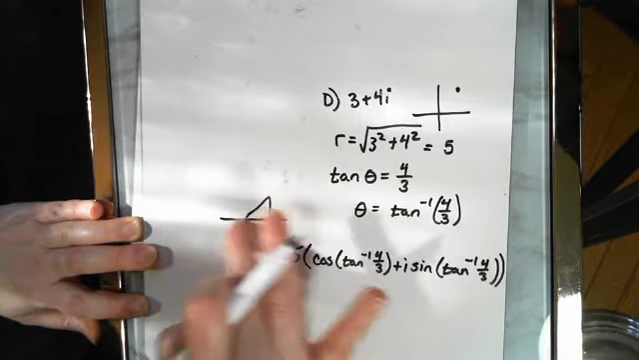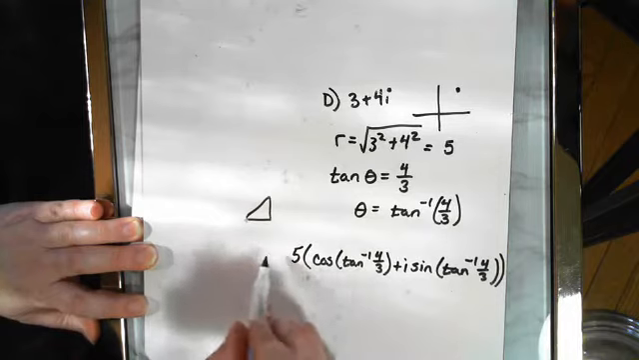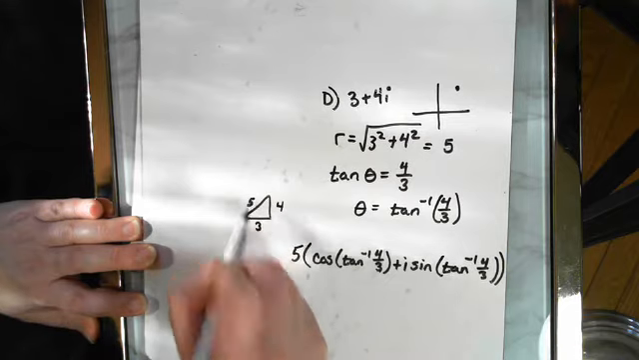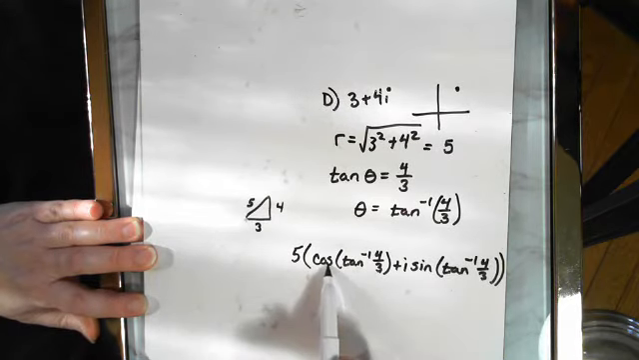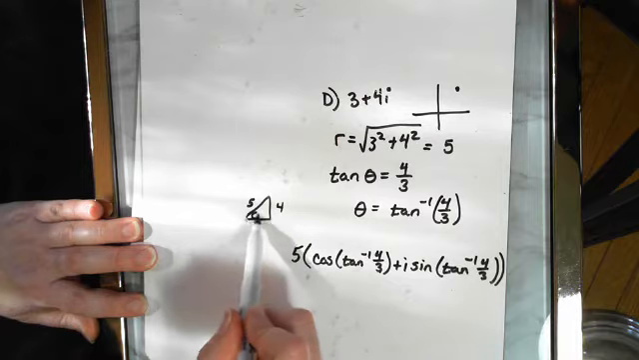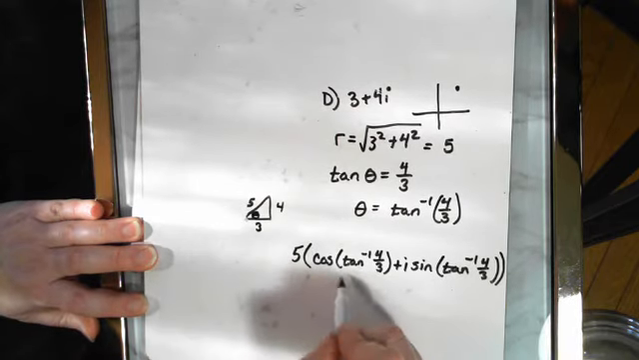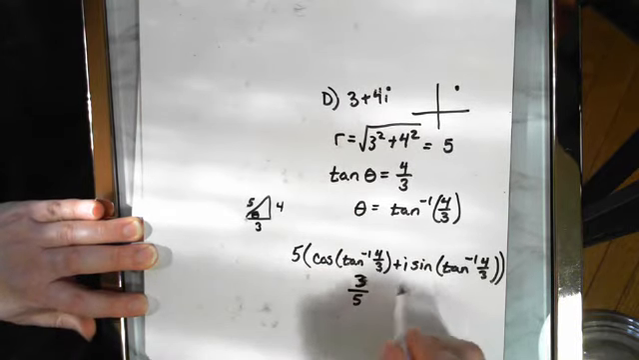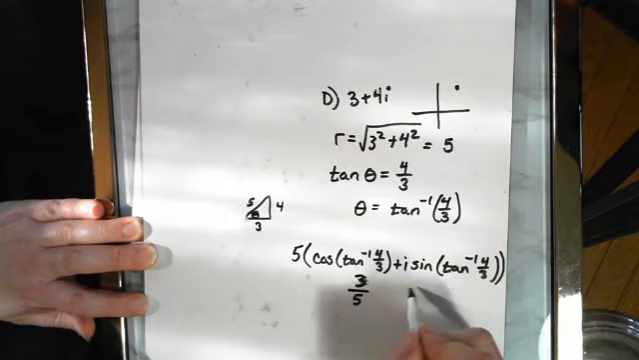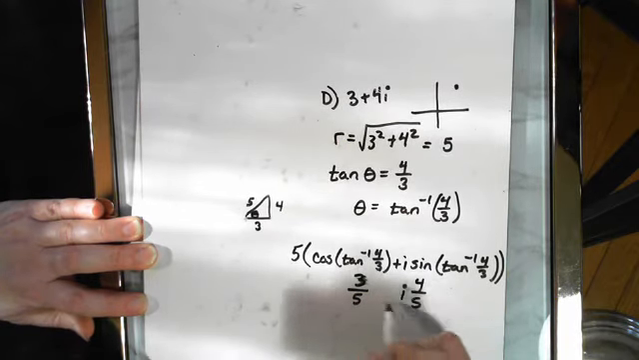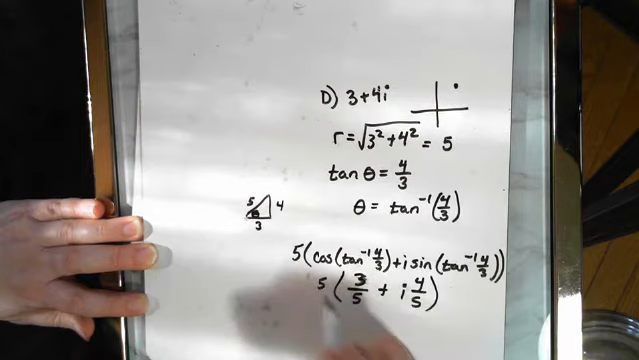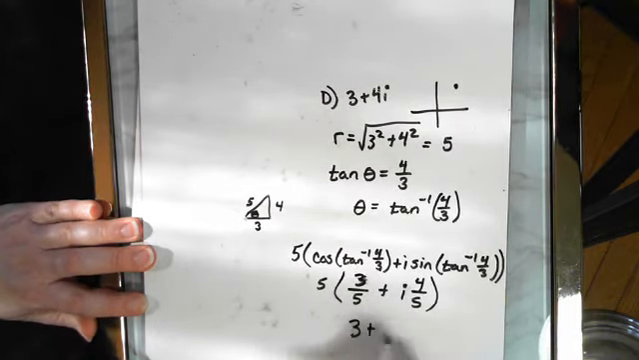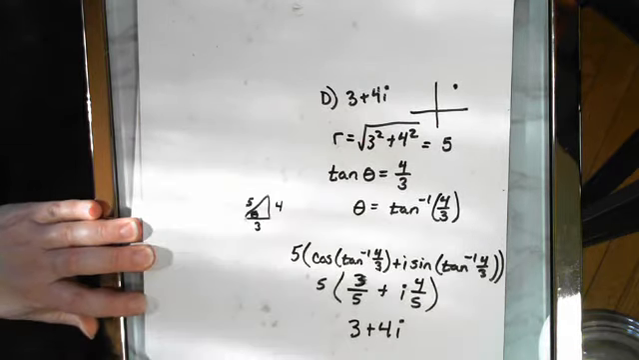Oops, didn't need the coordinate plane. With a side, tangent is opposite over adjacent, so 3, 4, 5. And the cosine for my theta would be adjacent over hypotenuse, so 3 over 5. And sine for that would be 4 over 5 times i. And all of this is multiplied by 5. So notice, if I go ahead and figure this out, what's going to happen is I'm going to distribute, and I'm going to get the same thing I started with.